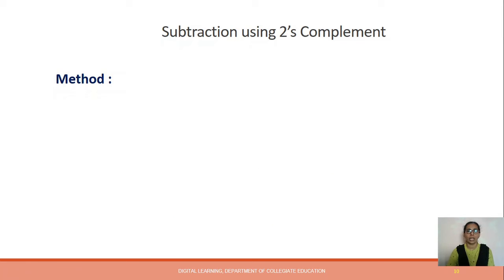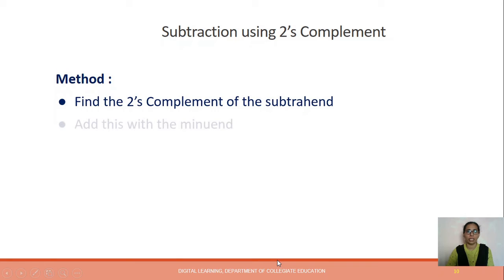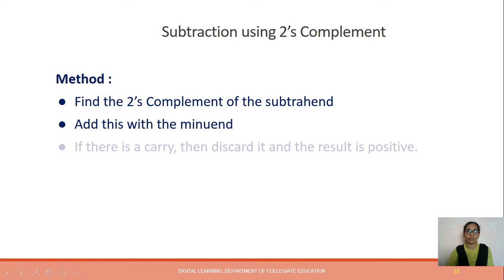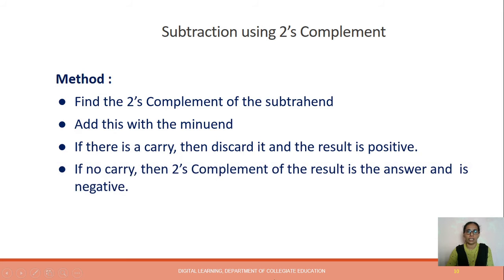Now let's see how to perform subtraction using 2's complement. We already know that 2's complement can be found out by adding 1 to 1's complement. The method of subtraction is like this. Find the 2's complement, then add this with the minuend. Then if there is a carry, discard it and the result is positive. Nothing to do with the value you got. Then if there is no carry, then find the 2's complement of the result you get, and it is negative.